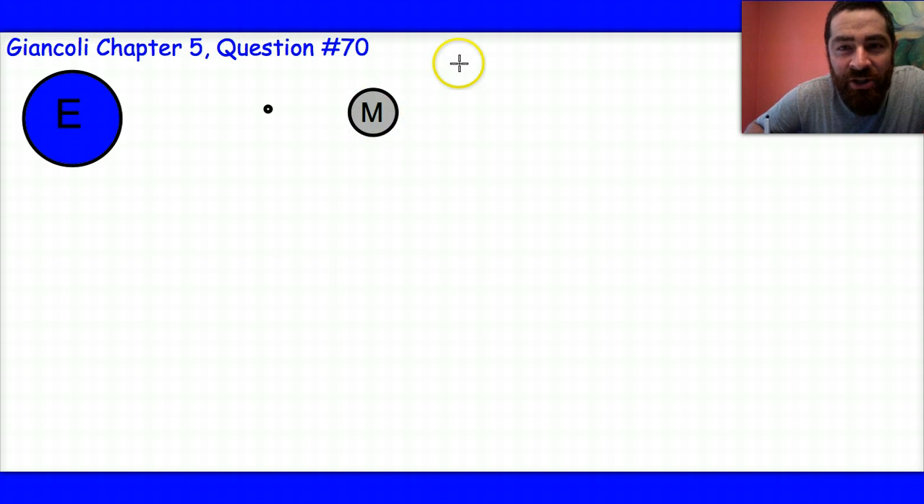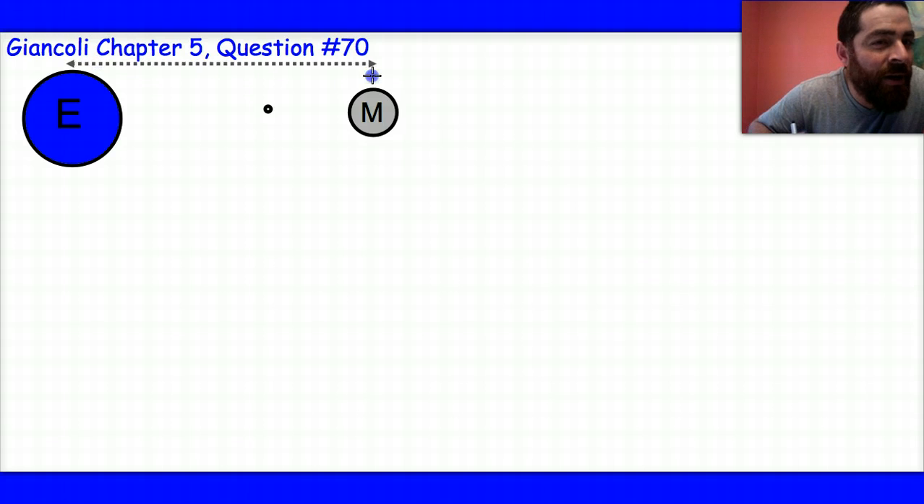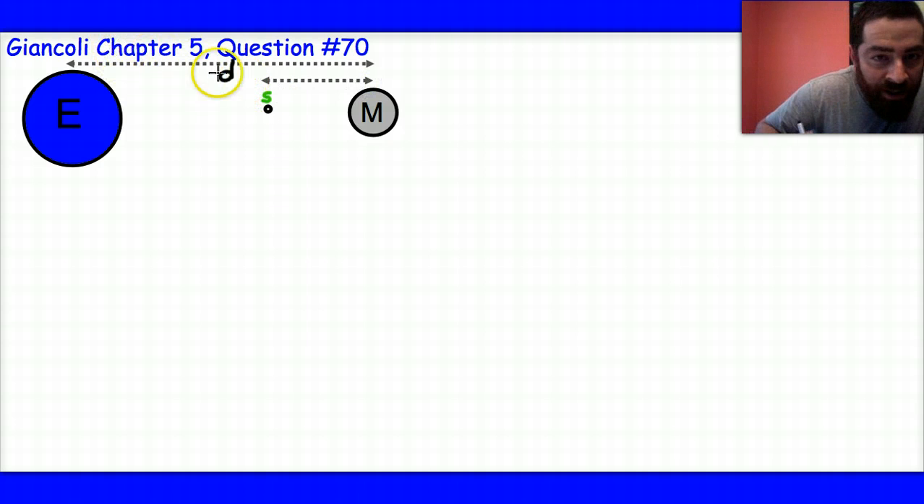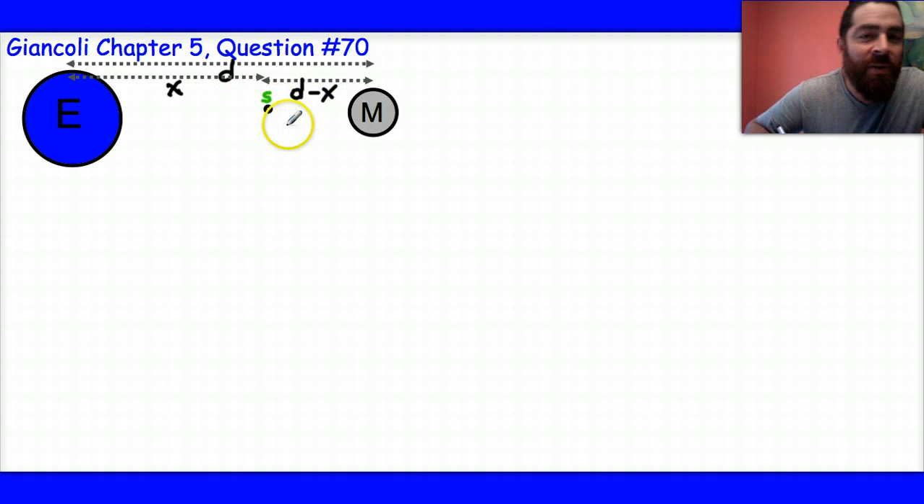Let's go ahead and make a quick sketch, recognizing that the distance from the Earth to the Moon we can call distance d. And if this little dot here is the spacecraft, then there are some other notable distances. If we call the distance from the center of the Earth to the spacecraft x, then the distance from the spacecraft to the Moon would be d minus x, based on the sketch that we've made here.